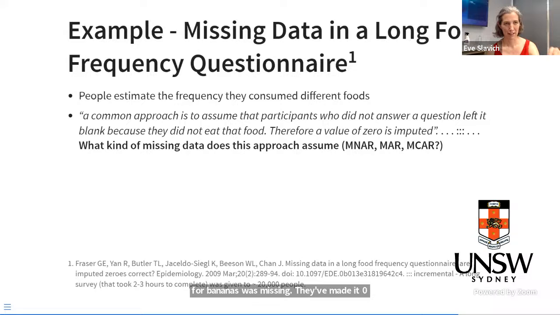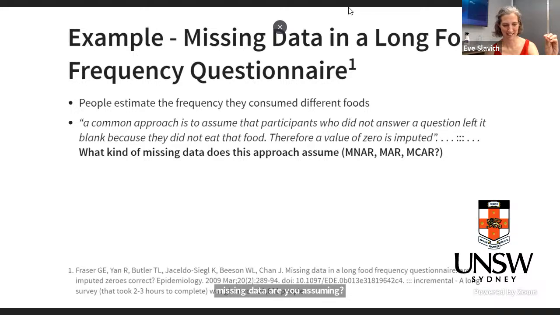So if you took this imputation approach, what kind of missing data are you assuming? I'm going to dare someone to leave it in the chat. No one? Yay, it's missing not at random. Yeah, because you're assuming it depends on that value and it's 0. So they're like, I don't even know what that food is, so I'm going to leave it blank. And that's because they don't eat it.